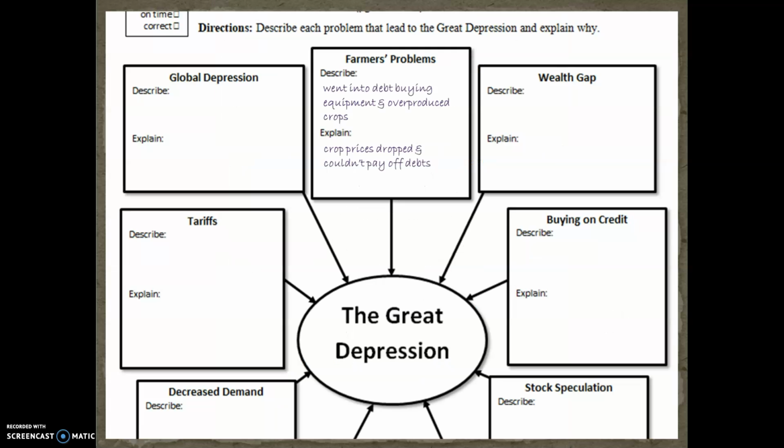So if we zero in on the first one, farmers' problems, we could summarize that many farmers went into debt buying equipment and leading to the overproduction of crops, and that then led to crop prices dropping, which then meant farmers couldn't pay off their debts, and this is going to contribute to the United States entering the Great Depression.